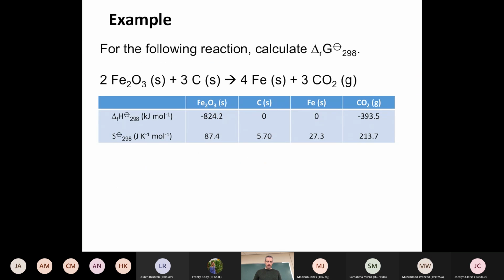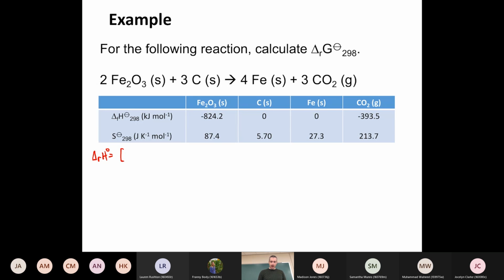All right, for the following reaction, calculate delta G at 298. Okay, so this one is going to be applying this equation that we just found. And in order to do so, what we need to get is, first of all, the delta H of reaction, and second of all, the delta S of reaction. The delta H is going to be equal to the sum of the heats of formation, or enthalpies of formation, of the products minus the sum of the enthalpies of formation of the reactants.